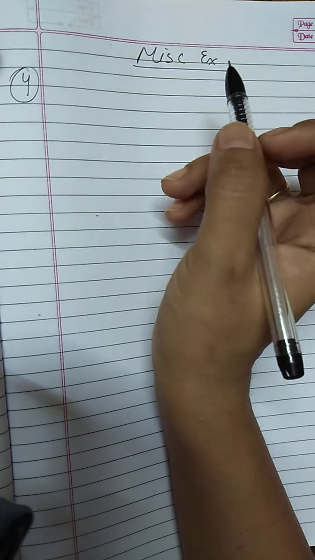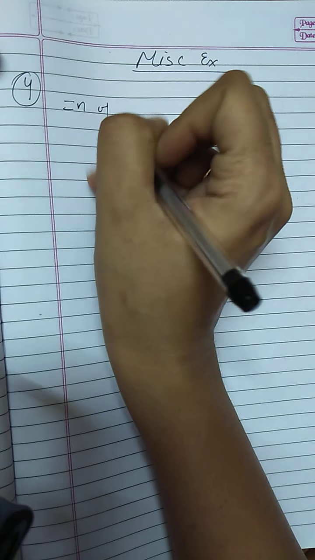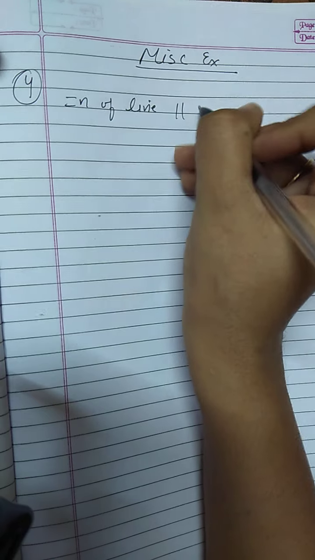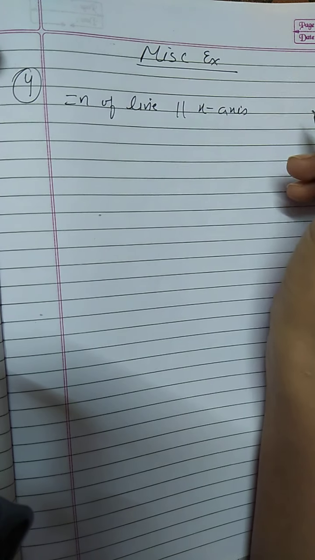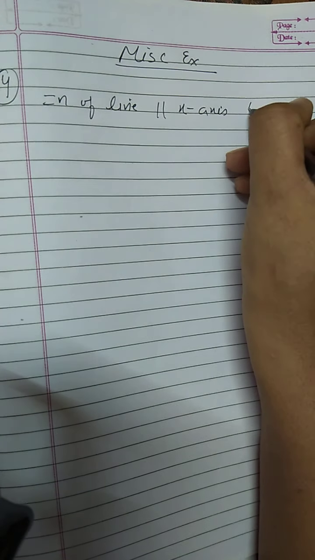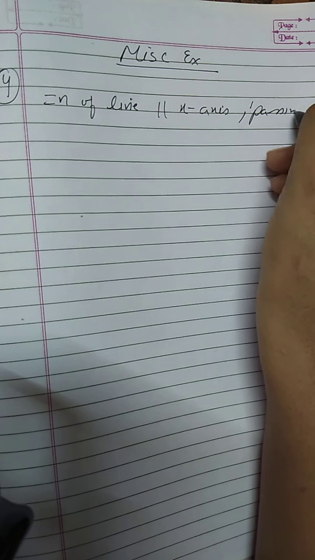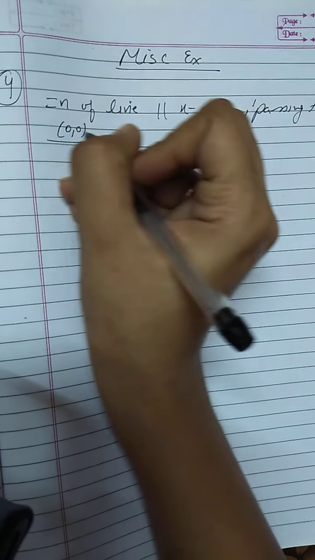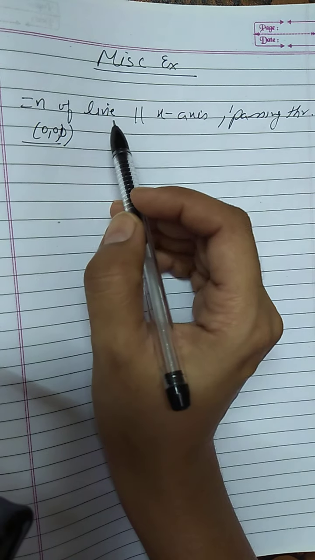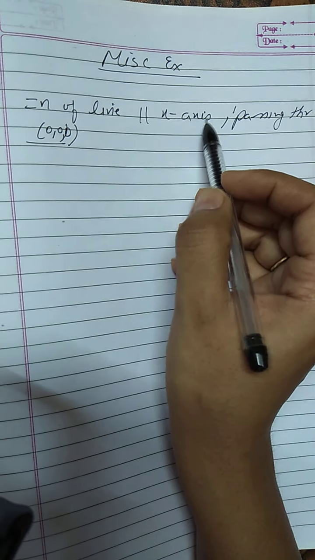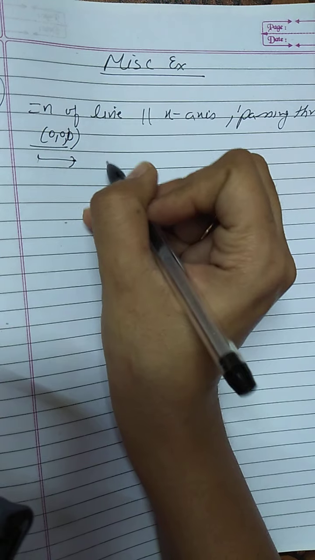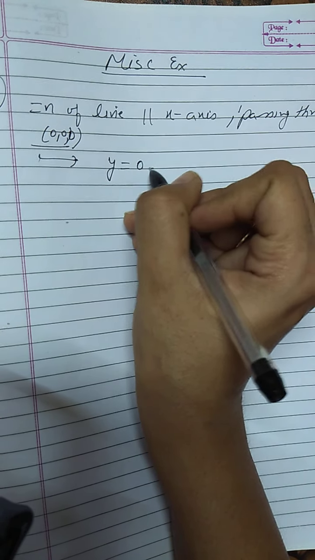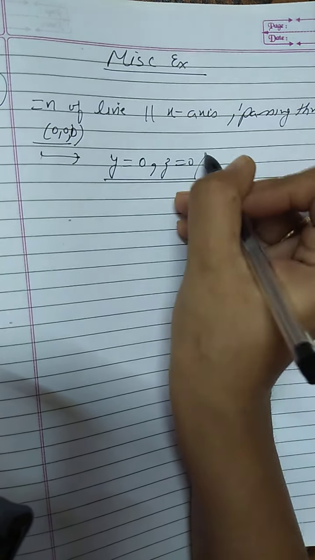Find the equation of line which is parallel to x-axis. So the equation of line which is parallel to x-axis, and the second thing, it is passing through 0 0 0, that means it is passing through the origin. So the line which will pass through origin as well as parallel to x-axis, that is x-axis itself. So the equation will be y equal to 0 and z equal to 0 also.